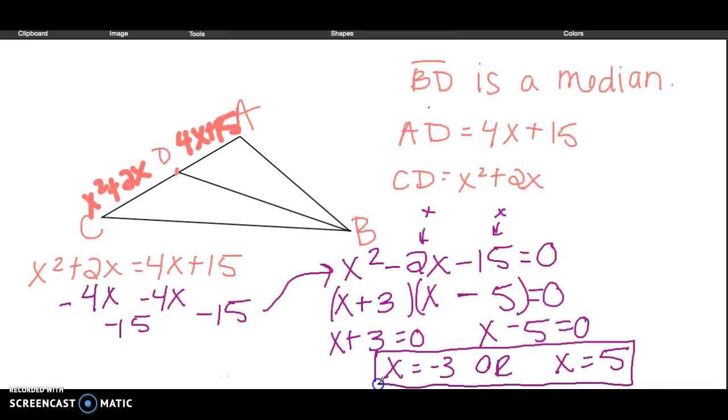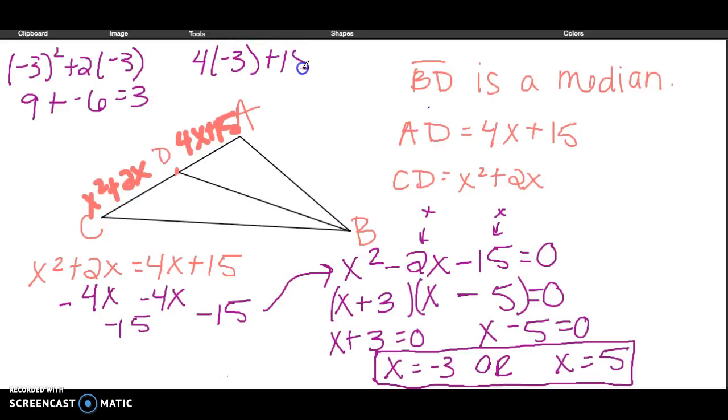But we need to double check that when we plug this in, we're not going to get a negative number. So if I go up here, and instead of x I put negative 3, I'll have negative 3 squared plus 2 times negative 3. That's 9 plus negative 6. That's positive 3, so that's good. And if I plug that into the 4x plus 15, I'll have 4 times negative 3 plus 15. That's negative 12 plus 15, which is a positive 3. So those two are positive.